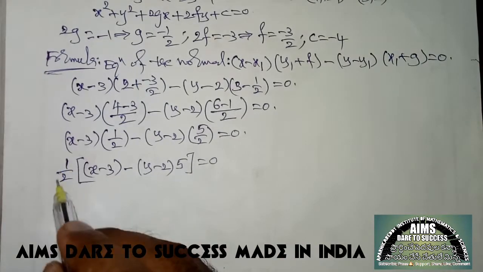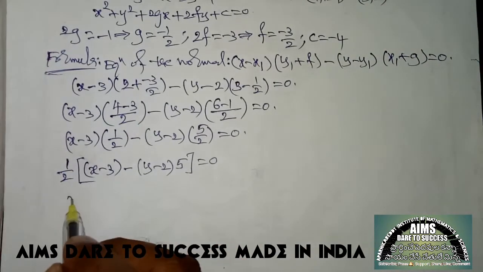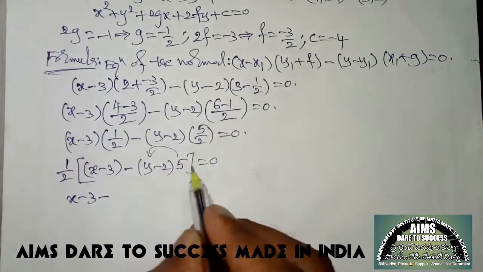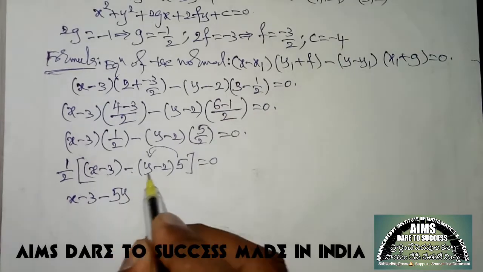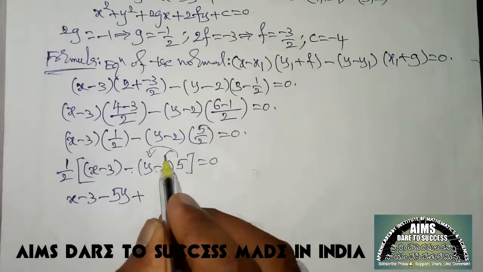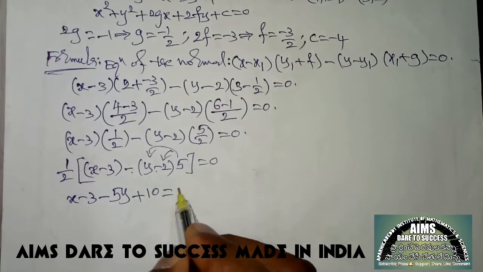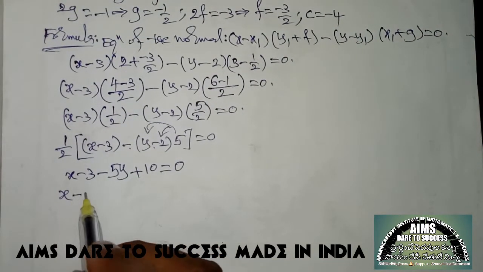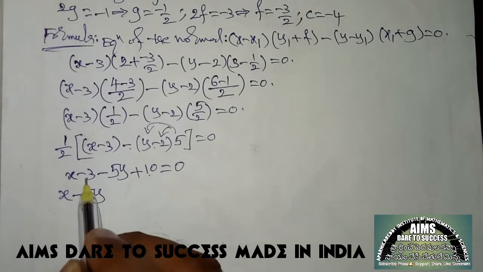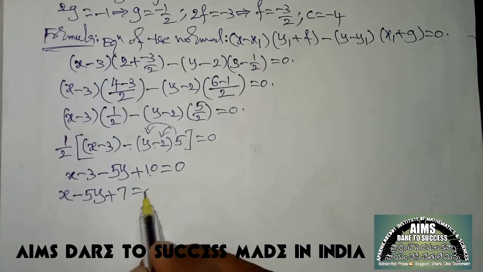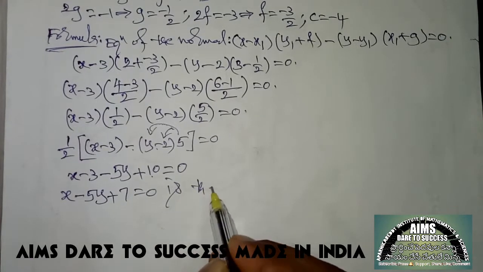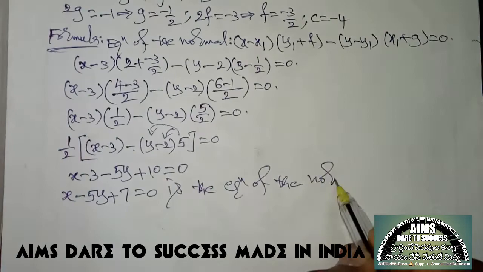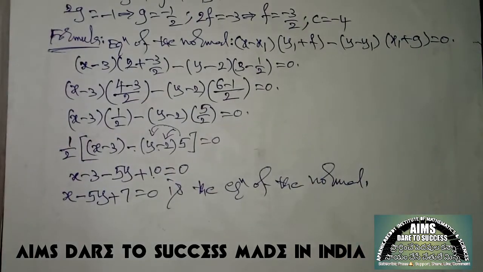to 0. This 1 by 2 value going to another side, we get x minus 3 minus 5 multiply inside, you will get 5 into y, 5y minus into minus plus 5 into 2, 5 2s are 10 is equal to 0. At the last we will get x minus 5y, 10 minus 3 is plus 7 is equal to 0 is the equation of the normal.